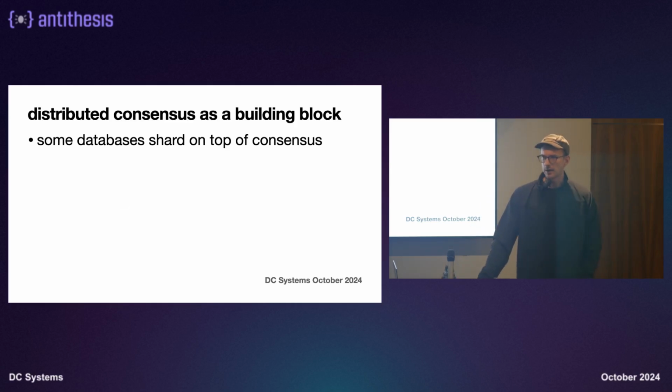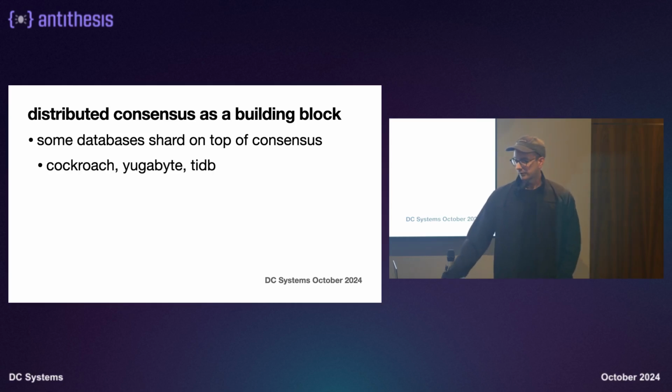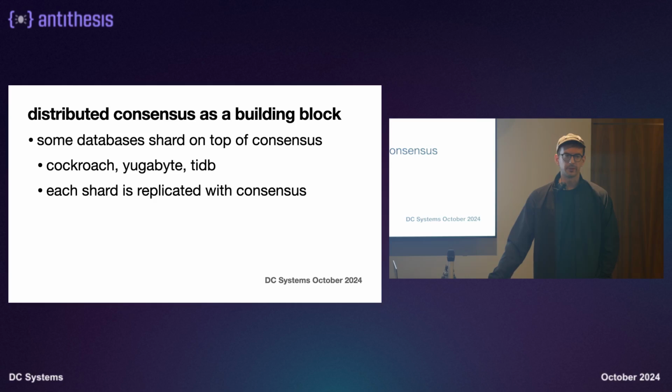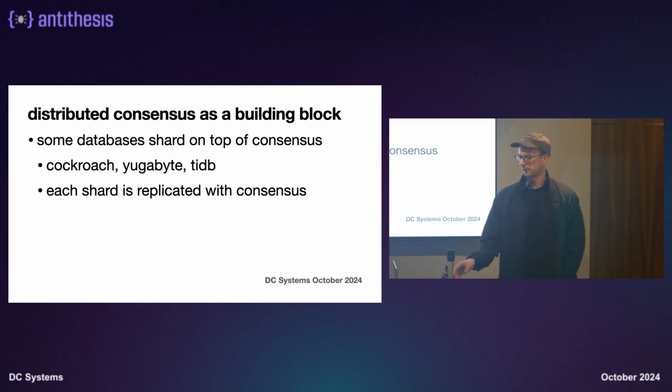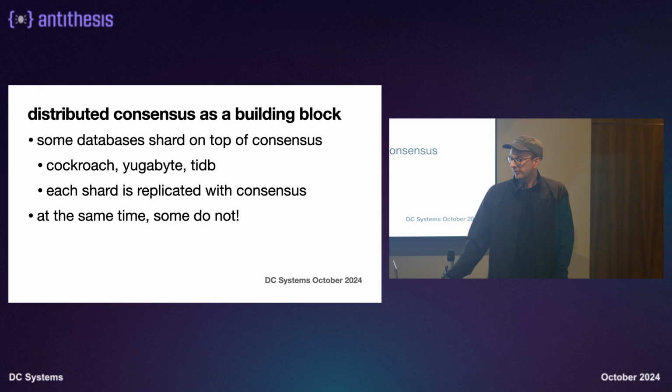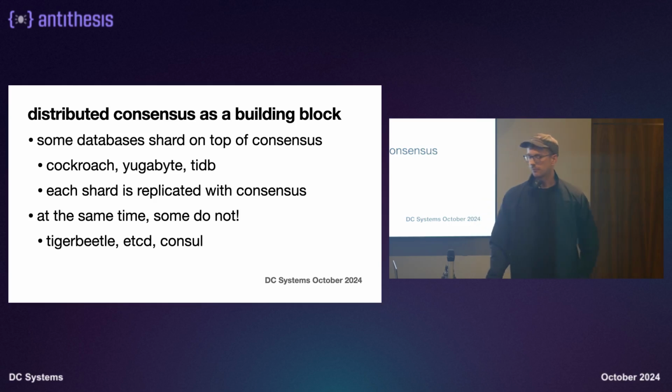Some databases that are able to horizontally scale will shard the data. Examples of this are Cockroach, YugabyteDB, TiDB. And they will use consensus, but they will use consensus to replicate within each shard. At the same time, just know that many databases do not shard. For example, etcd or Consul, there's just a single consensus for the entire space. There's no horizontal scale. There's limited benefit of adding additional nodes, and you will incur the throughput and latency costs as you add them.